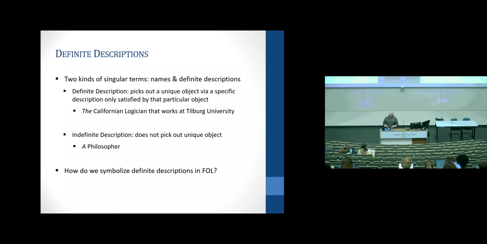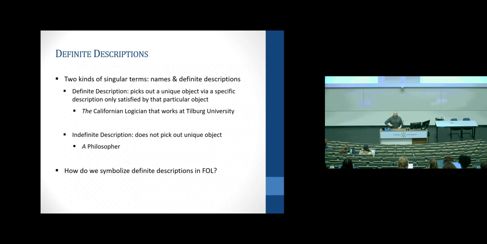Remember last week at the very beginning, I told you that, hey, when we think about things in English, there's at least two kinds of singular terms. There's proper names, which are just kind of tags. And then there's what we'll call definite descriptions, that are descriptions that pick out one and only one thing. So a definite description picks out a unique object via specifying a description that exactly one object satisfies.